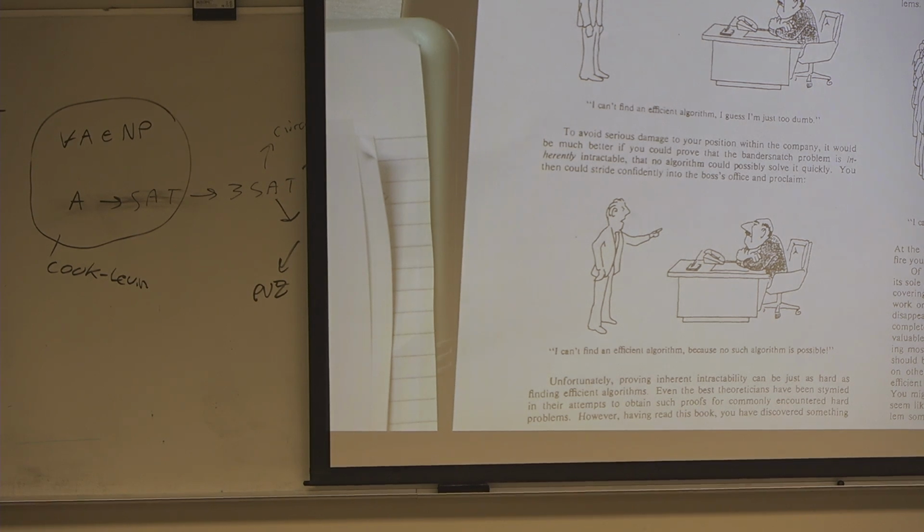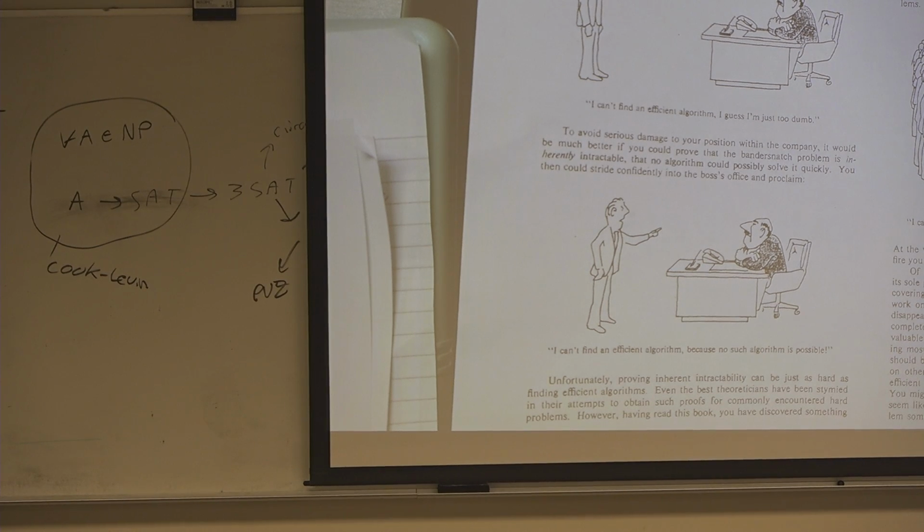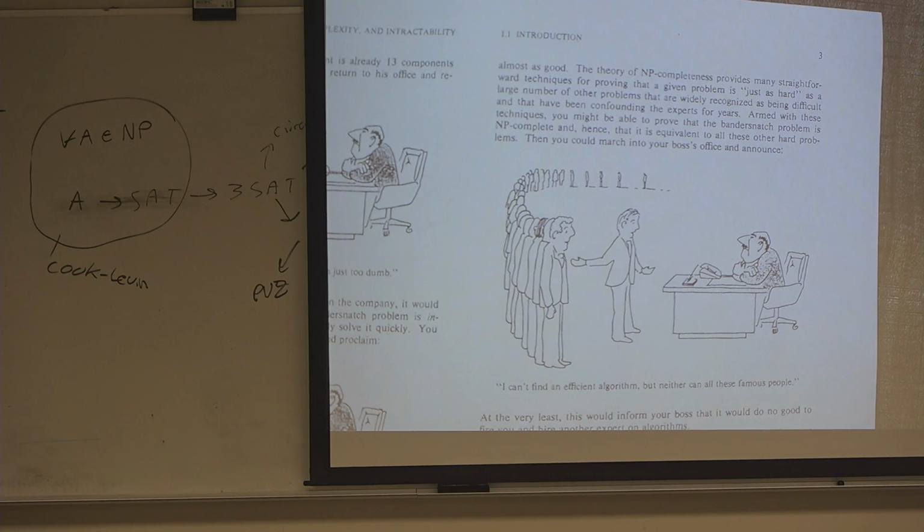And so it's very difficult in practice to prove something to be inherently intractable in the sense that it might be undecidable. So instead, what you do is you prove the problem to be NP complete in the sense that it's as hard as all these other problems. And so you stride into your boss's office and you say, I can't find an efficient algorithm, but neither can all these famous people. So in some sense, when you prove a problem to be NP complete, it enters a sort of suicide pact with 10,000 other problems, okay?